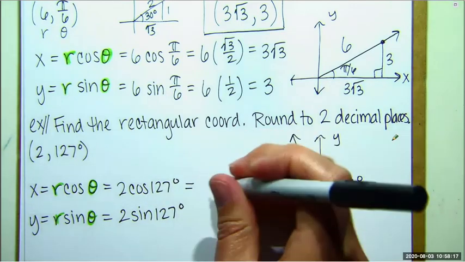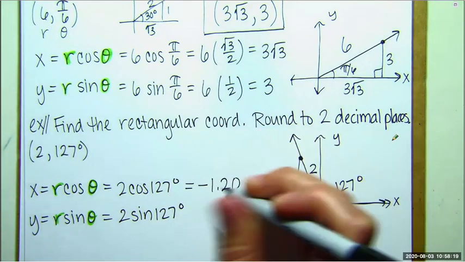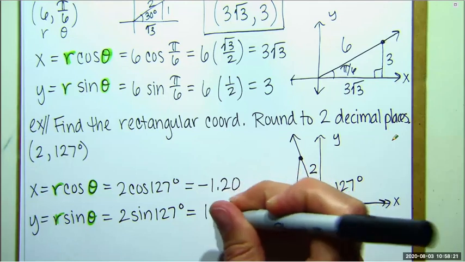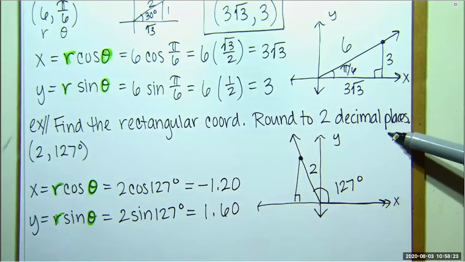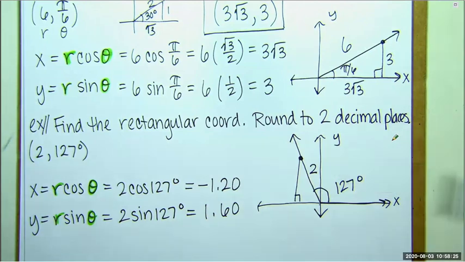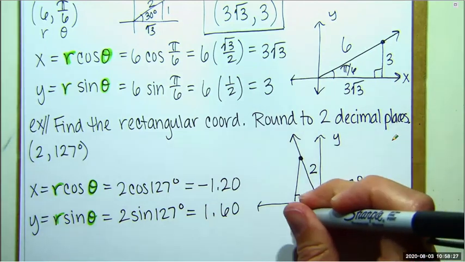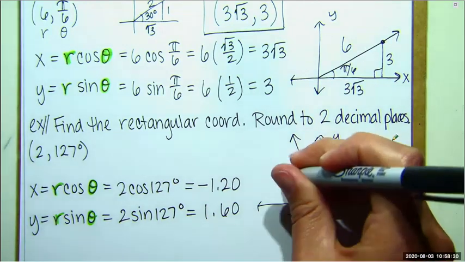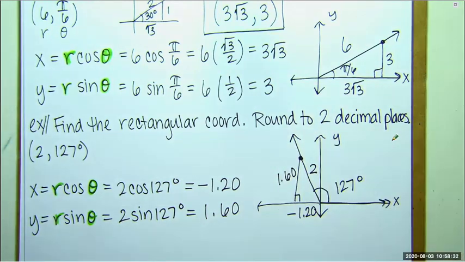Plugging this in your calculator, you should get negative 1.20. And here you should get positive 1.60. They asked us to round to 2 decimal places, so here I gave 2 decimal places. If we look at our picture here, let's make sure that this makes sense. You guys told me from the beginning that x was negative and y is positive, so that checks out.